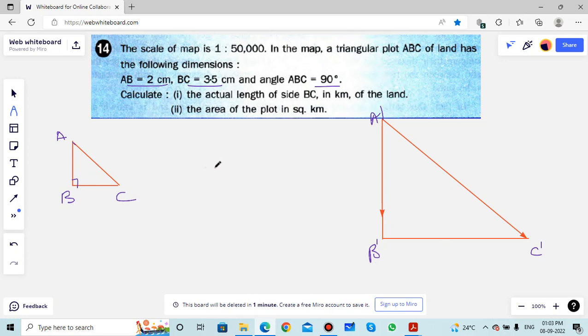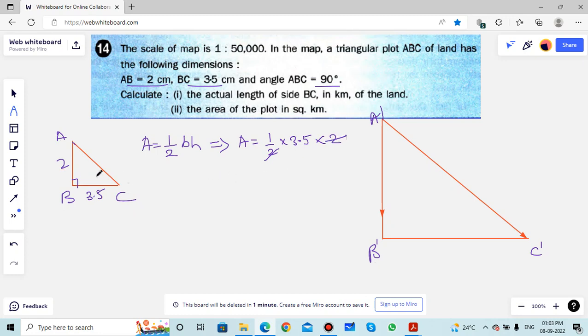Now AB is 2, so I'll write 2 here, centimeter. Remember, this is centimeter. I'm not writing it because we don't have enough space. BC is 3.5. So can we find the area? Very simple. Area is half into base into height. So what is the base? 3.5, right? And height 2.